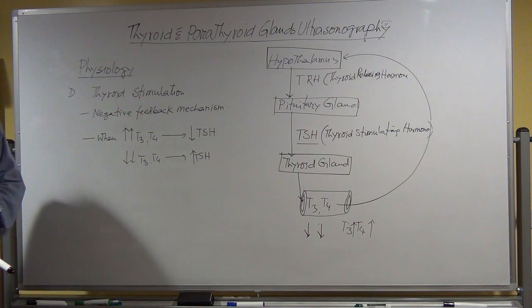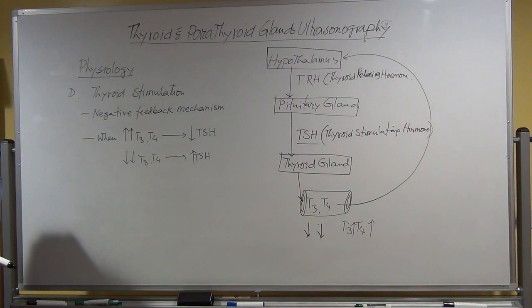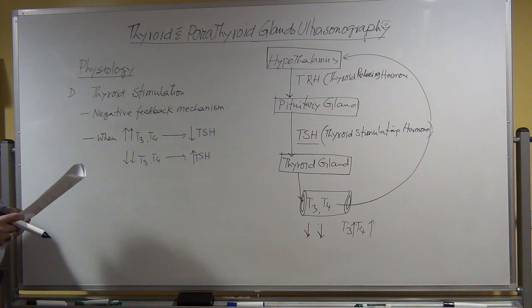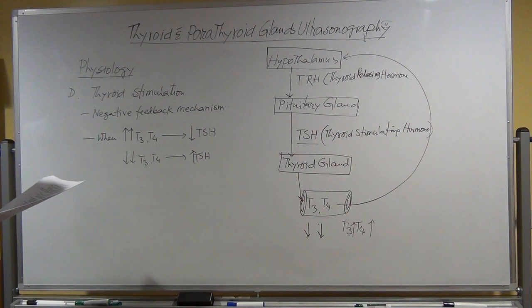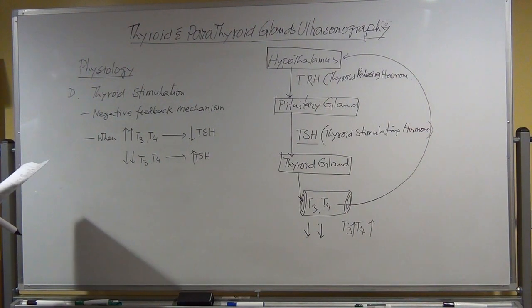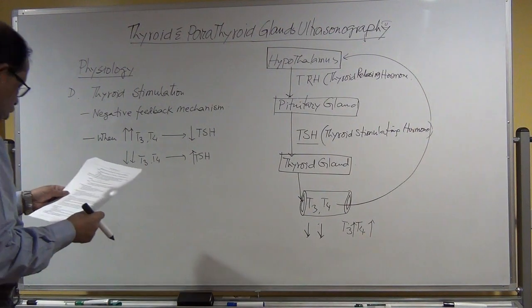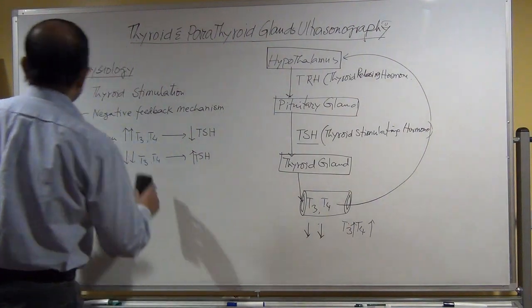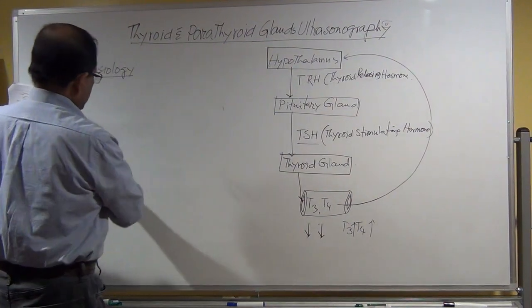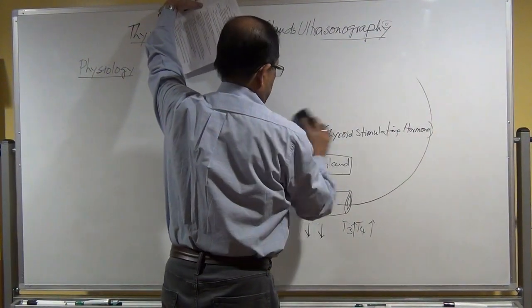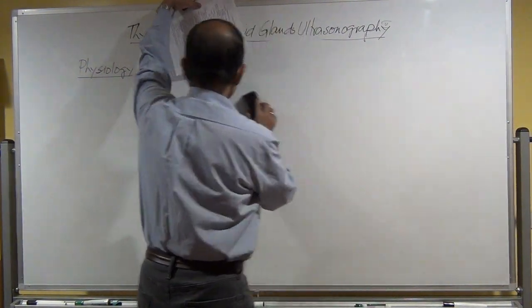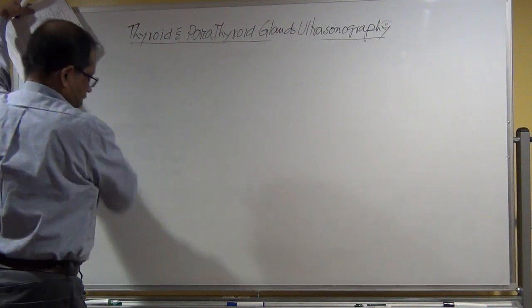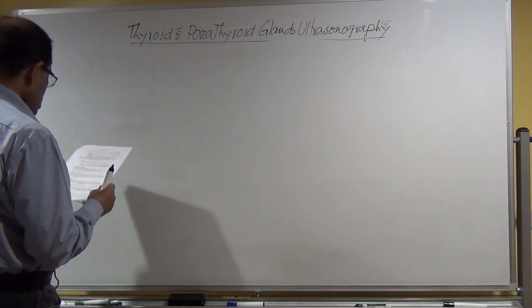That's why the doctor advises blood work, thyroid functions test: T3, T4 and thyroid stimulating hormone. Okay, so this is called thyroid stimulation by negative feedback mechanism. So now I will go over the laboratory tests. What are the laboratory tests we need to evaluate the functions of the thyroid gland? That means blood work, to understand that the physiology of the thyroid gland is normal.